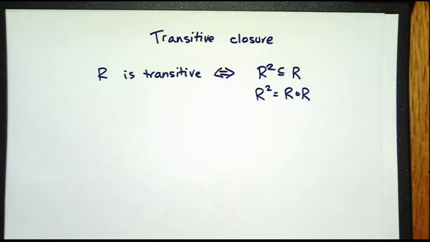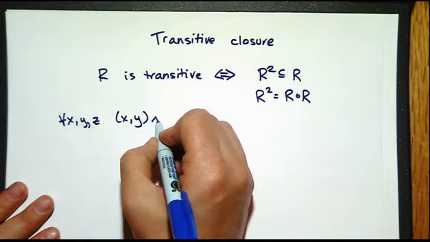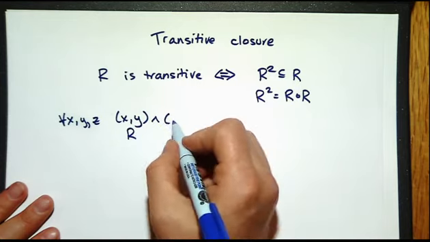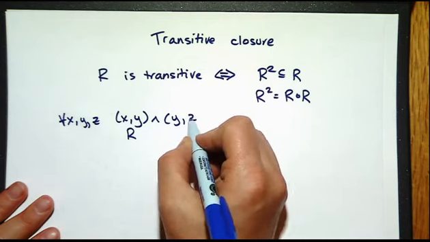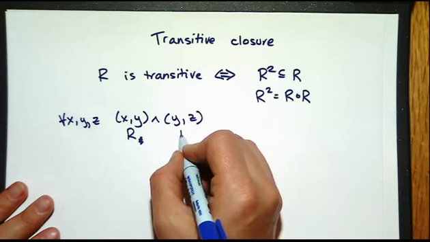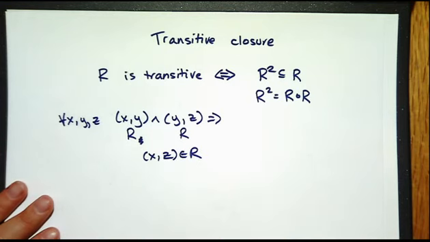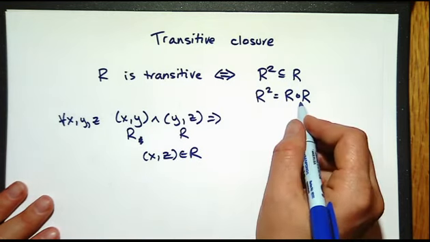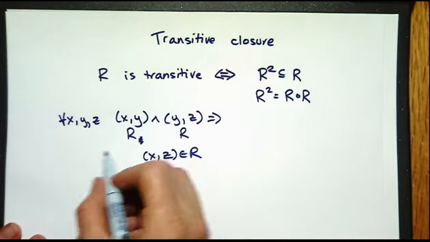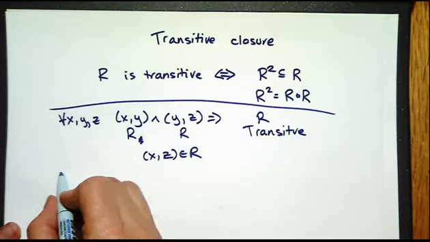So why does this work? It works because the definition of transitive and the definition of composition look exactly the same. Right? So the definition of transitive says for all x, y, and z, if x relates to y, and that's in R, and y relates to z, that's in R, then I have to have xz in R. So that's the definition there. And for composition, so there's the first definition.